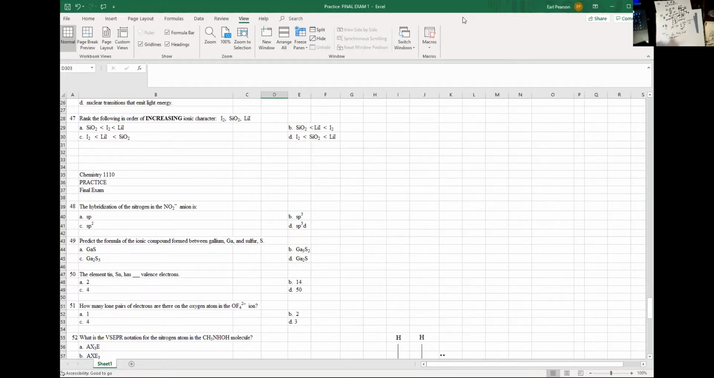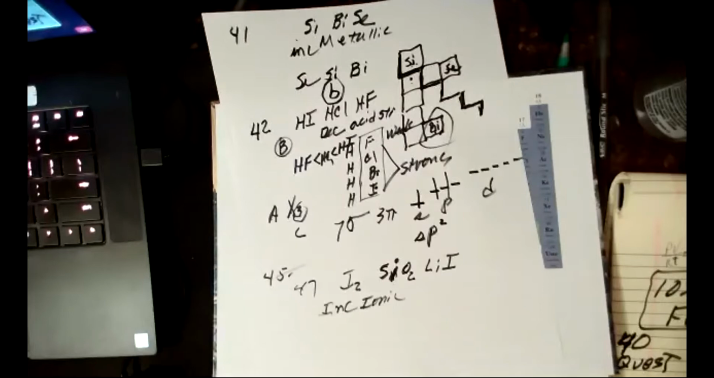Okay, so Dr. Pearson, yes, silicon, not tin. Oh, it's silicon. You're right. Thank you. I'm getting a little frayed around the edges. I totally get it. Okay, here we go.